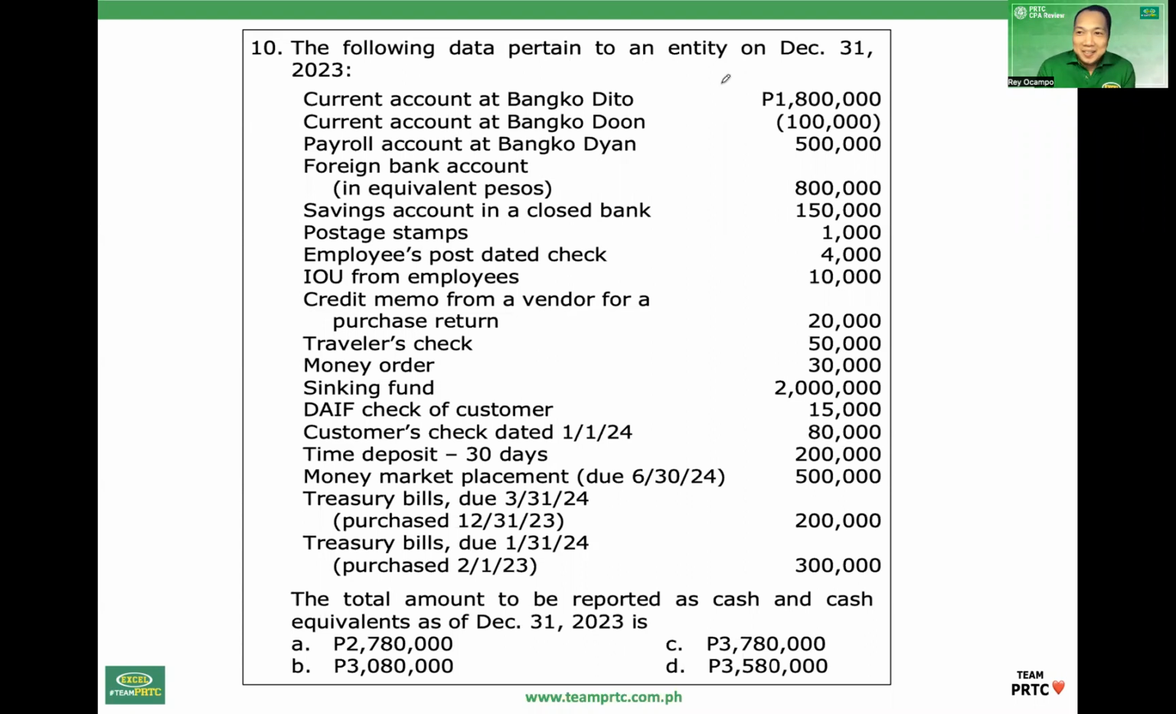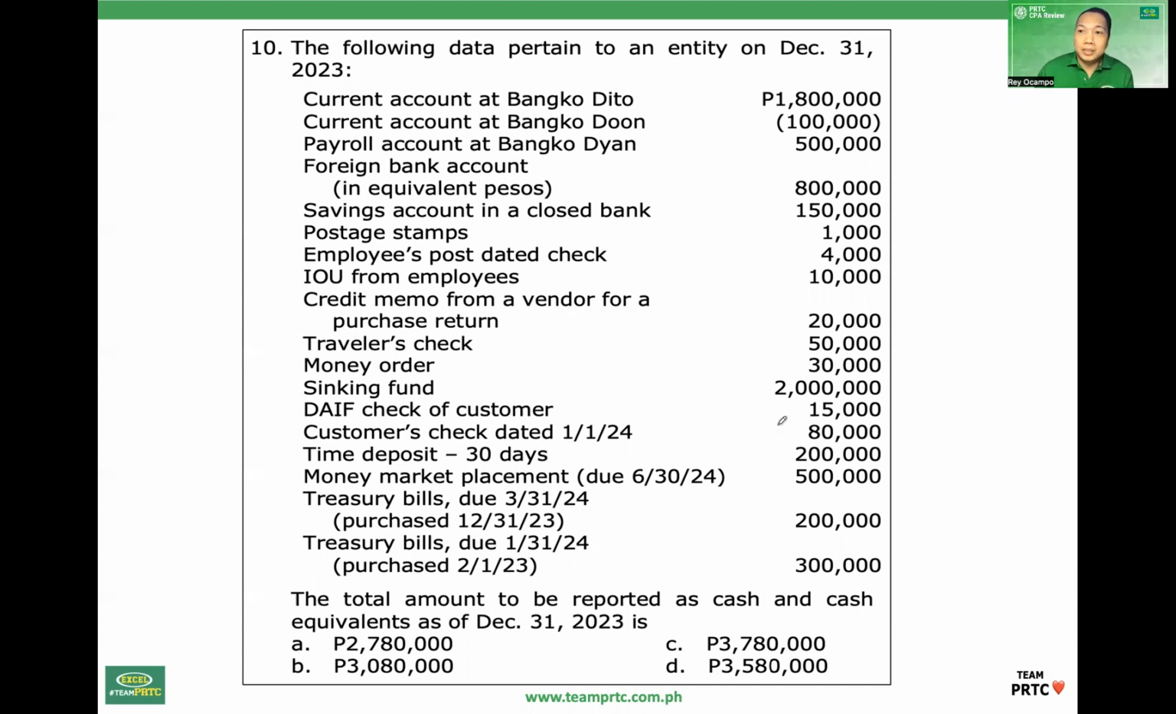Okay, class. Let's continue. Problem number 10. The requirement: cash and cash equivalents. As mentioned earlier, cash and cash equivalents are reported as one line item in the statement of financial position, normally the first line item under current assets. Include or exclude? If included, specify whether cash or cash equivalent. If excluded, let's indicate the proper classification.